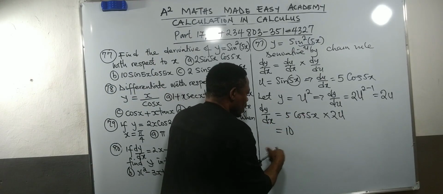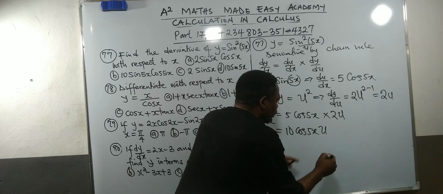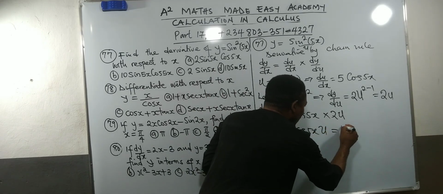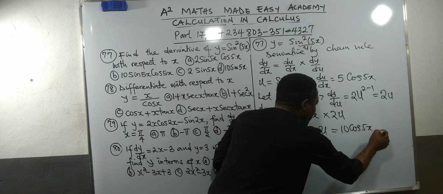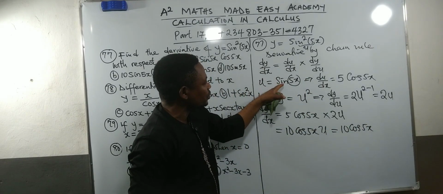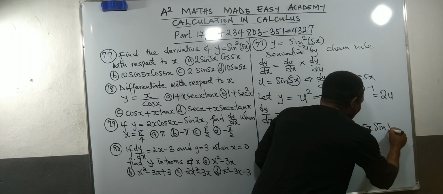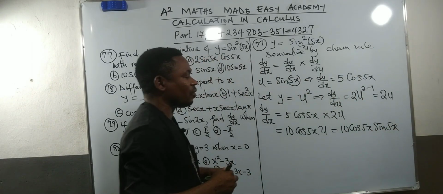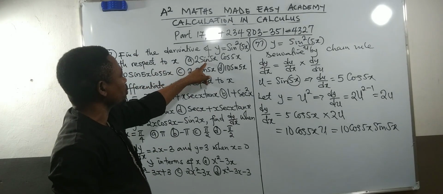Now I will write cos 5x, followed by u. Finally, the answer becomes 10 cos 5x times u. Then substitute for u. What is the value of u? u is sine 5x. I will now put here sine 5x. And that is the final answer.